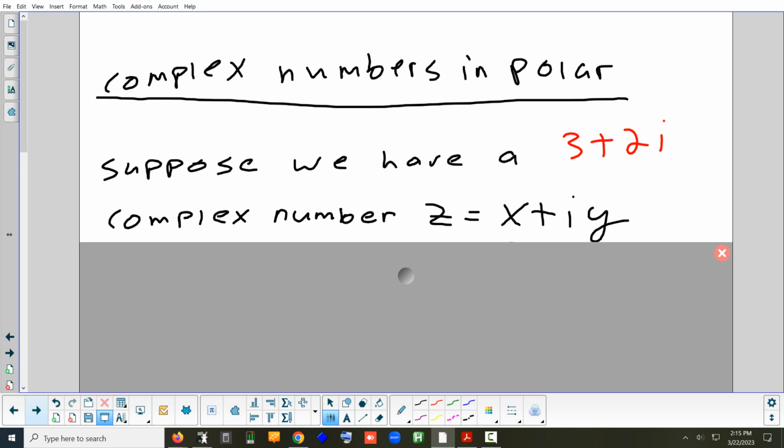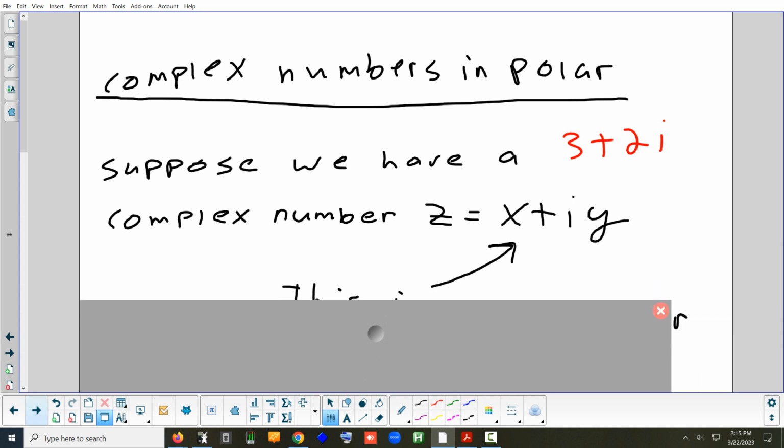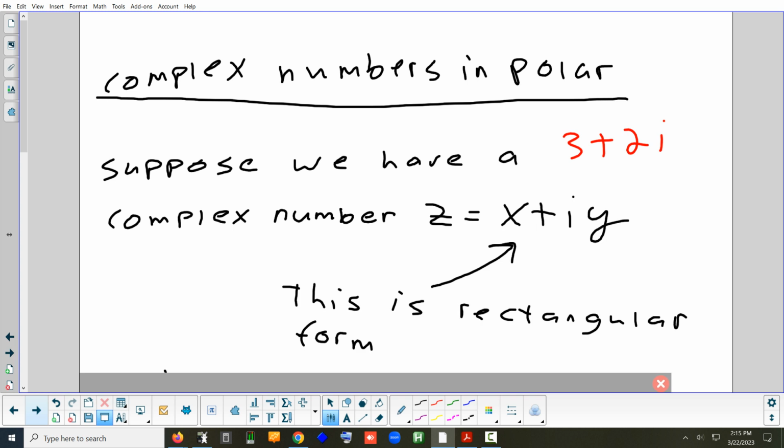I know I'm putting the i before the y. I'll tell you why after. But there's a name for this. Yep. That's called standard form. Okay? You can call it standard form or rectangular form. It's the same thing.